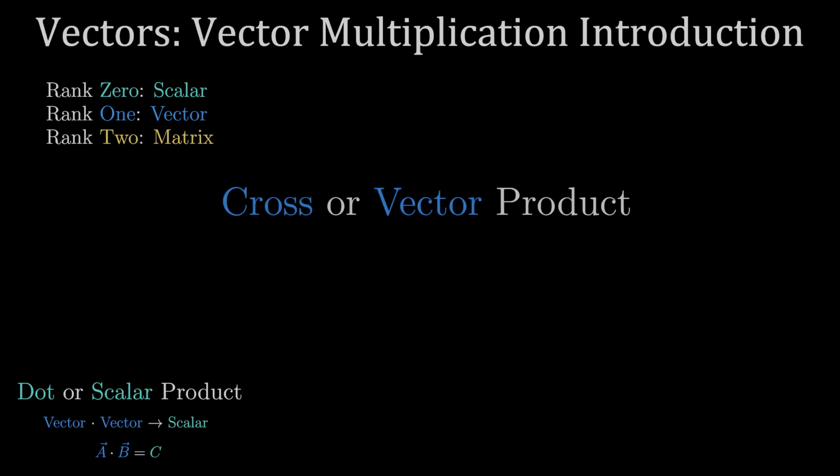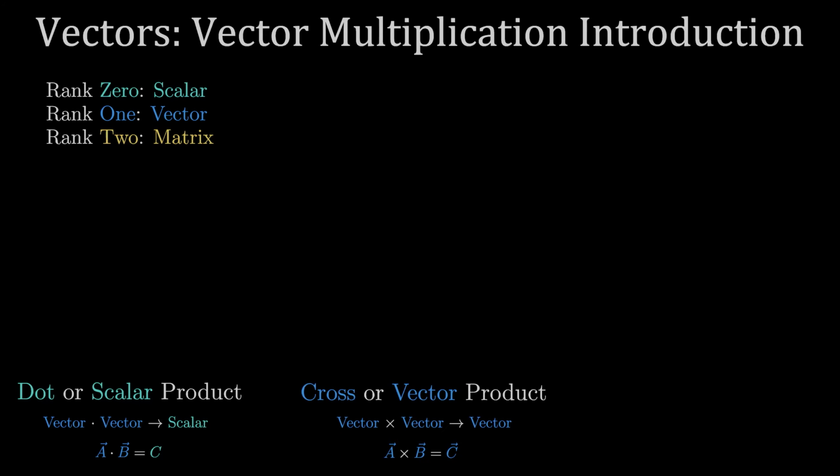The second method of vector multiplication is the cross or the vector product. It gets this name, as you might have guessed by now, because the result of this type of vector multiplication is a vector. This means we can take two vectors, which are rank 1 tensors, and turn them into a single different rank 1 tensor, or vector. The notation for a cross or vector product looks like this.